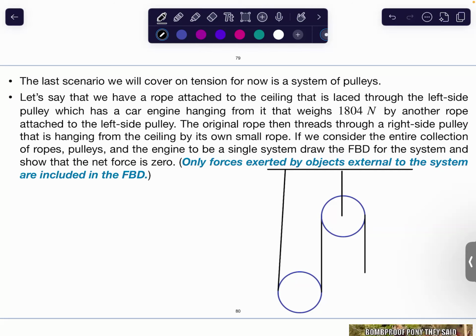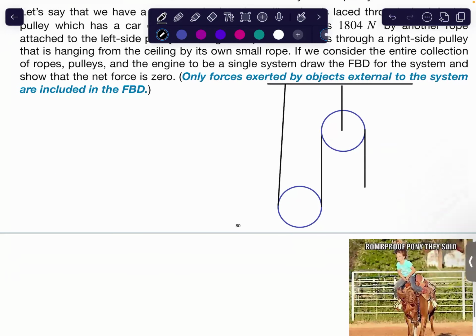So I have a system of pulleys here. I have two pulleys, and of course this one here.